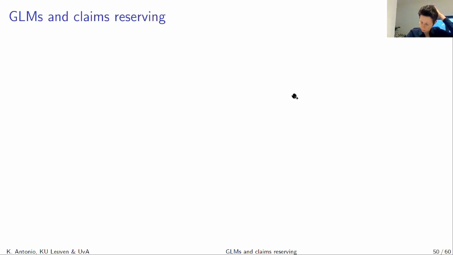So I'm going to pick it up over here for the last couple of sheets, where we're going to talk about the use of generalized linear models in a claims reserving context. These are tools that we've already encountered earlier on. So the question is now, how can we link these to the setup of a runoff triangle, and what would then be the value of using this type of technique in the reserving context?